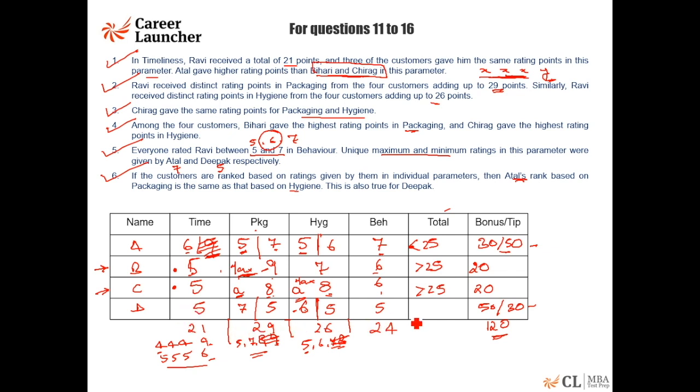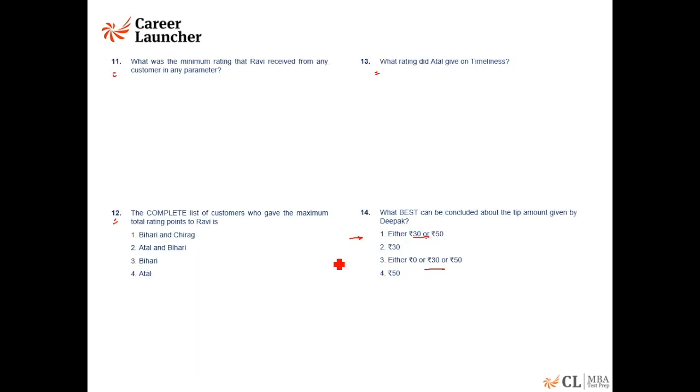Okay, similarly, if you look at the other one, 5, 5, 5, 5, 10, 10, and even if you have 7 plus 6, 13, 23, it will be less than 25. Okay. Let's go and look at the questions, and if required, we can always come back and look at doing something more. What is the minimum rating that Ravi receives from any customer in any parameter?